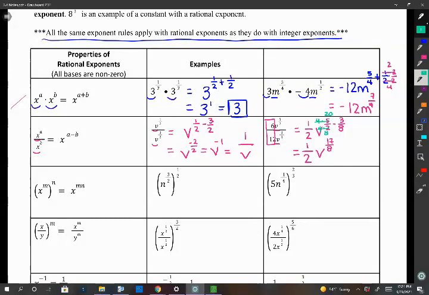When it's a power to a power, remember our rule is to multiply our exponents. Same thing when our exponents are fractions. This is going to go n. We multiply fractions by going top times top. So 3 times 1 is 3. Bottom times bottom, 2 times 2 is 4. And that's my answer.